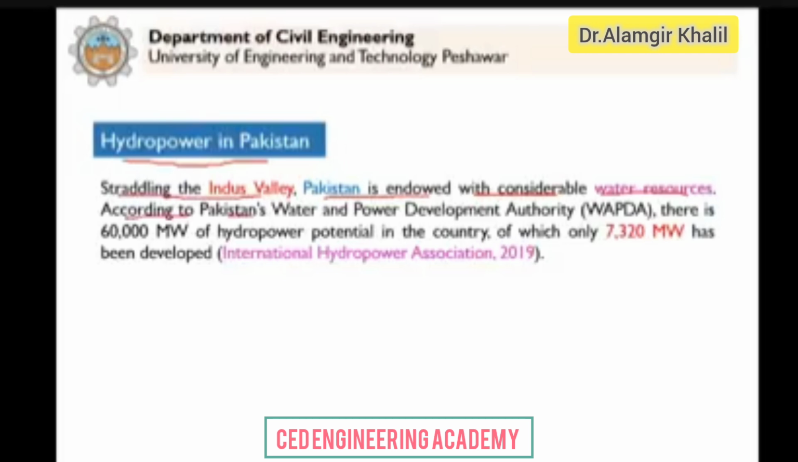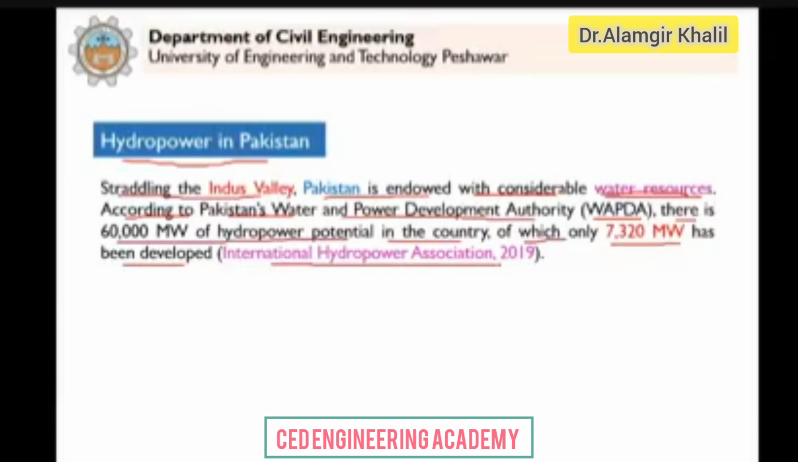According to Pakistan's Water and Power Development Authority, which we call WAPDA, there is 60,000 megawatt of hydropower potential in the country. So it means that in Pakistan, we can generate up to 60,000 megawatt of electricity from the available water resources, of which only 7,320 megawatt has been developed.